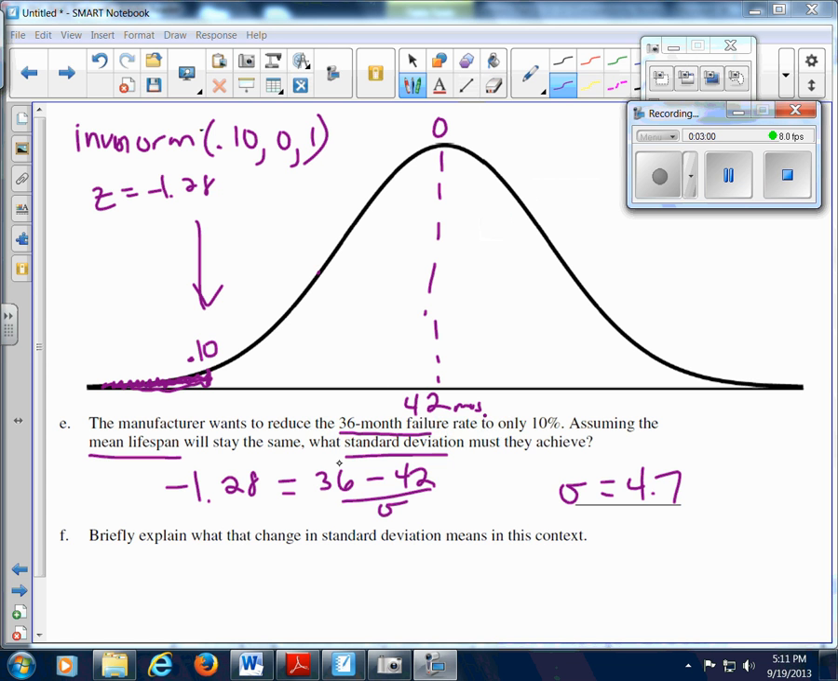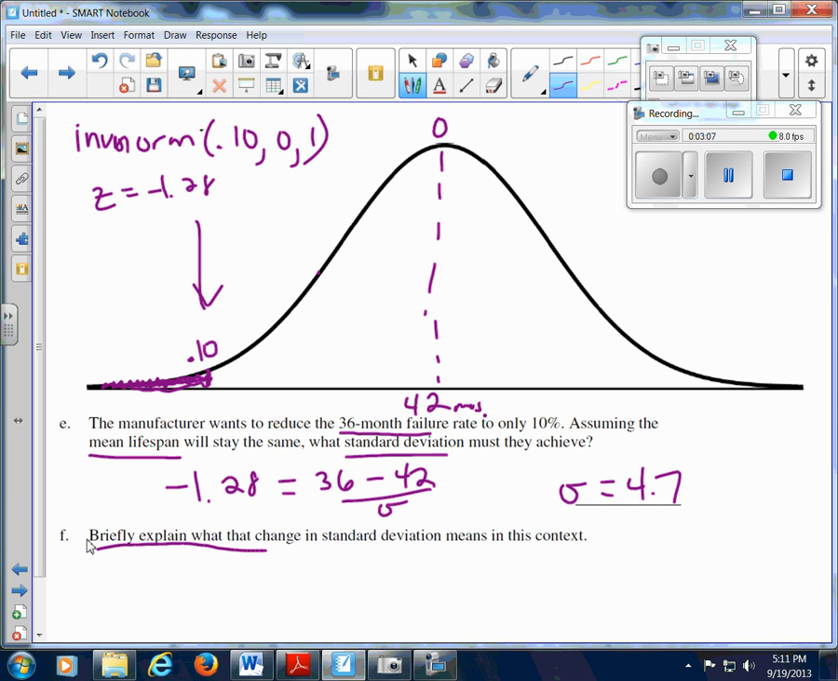So what part F is asking you is to explain in words what the change in standard deviation means in this context. What that means is that if I want to make my 36 months not be 20%, but I want to decrease it to 10%, and I don't change the mean, I have to make my standard deviation smaller than it was before so that my tail, where the 10% is at, is closer to the 36 than it was when it was at the 20.